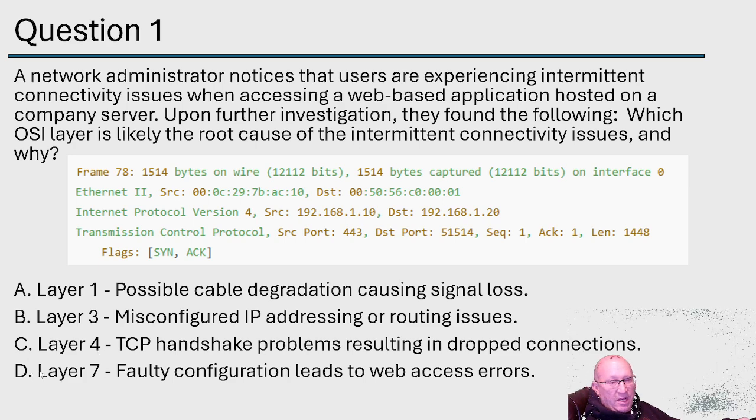And then layer 7, right? Faulty configuration leads to web access errors. But we're not seeing that, because if you read the question, right here it says we're seeing intermittent connectivity issues, which means it is connecting. There is a connection. If it's connecting, then why would there be a configuration error within the site, right?